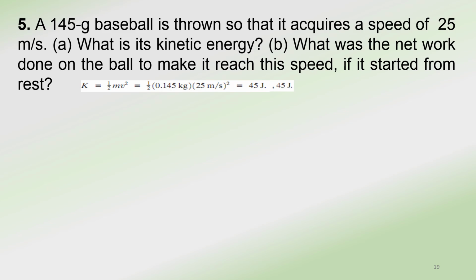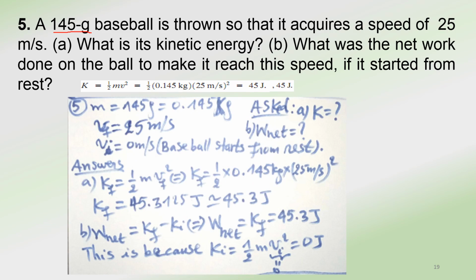We know that the kinetic energy is equal to the product of half of the mass and the square of velocity. Here the mass is given in grams. It must be converted into kilograms before calculation. And check if the speed is in SI unit, which is meter per second. And then this is equal to 45 joules. And we are also asked to determine the net work. The net work is equal to the change in kinetic energy, then equals final kinetic energy minus initial kinetic energy.